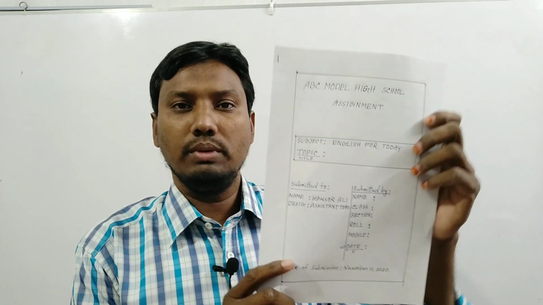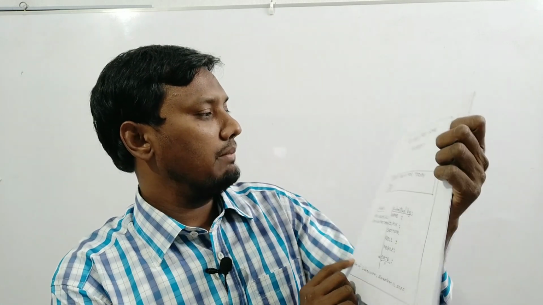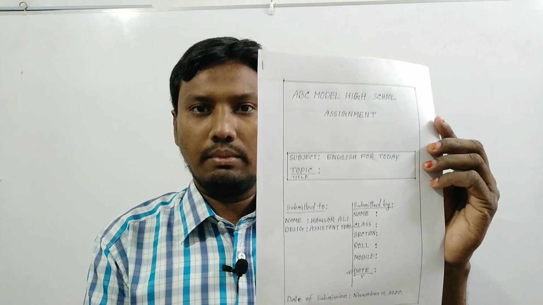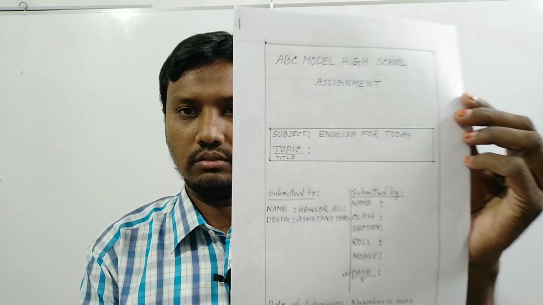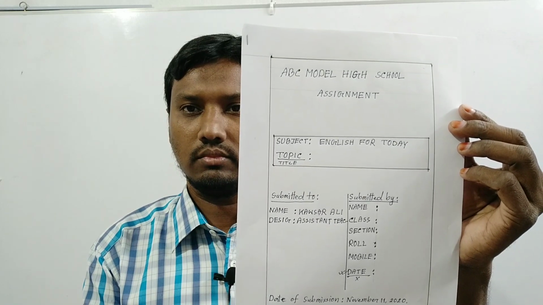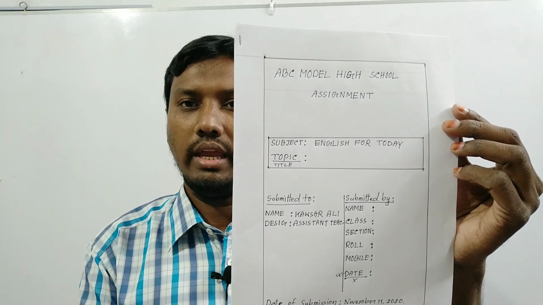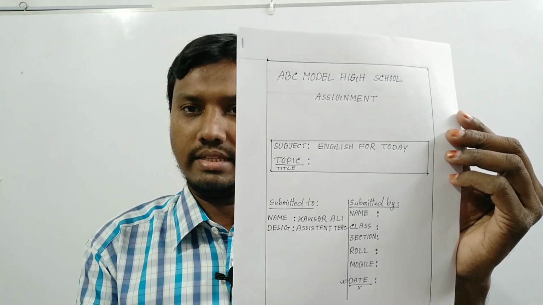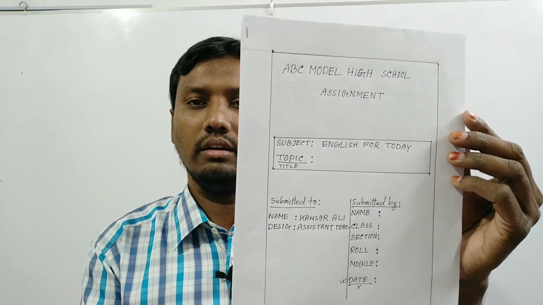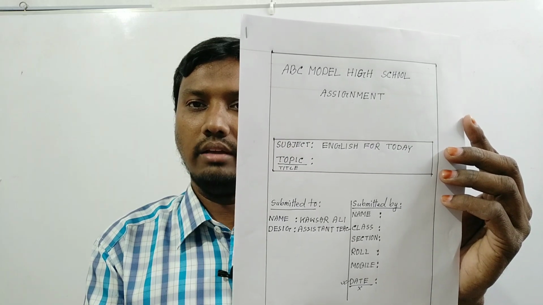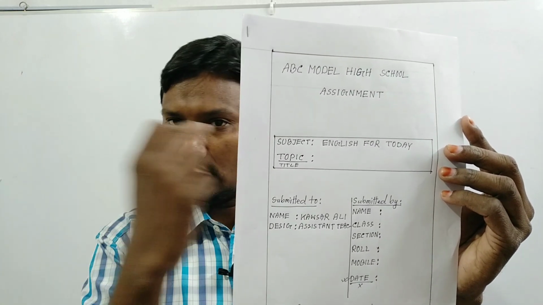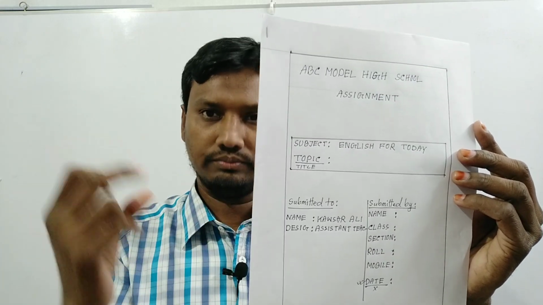Dear my students, first of all, we should be careful about the cover page. The cover page looks like this. First of all, ABC Model High School, in the middle, then assignment, then subject and title or topic. That will be covered in brackets.